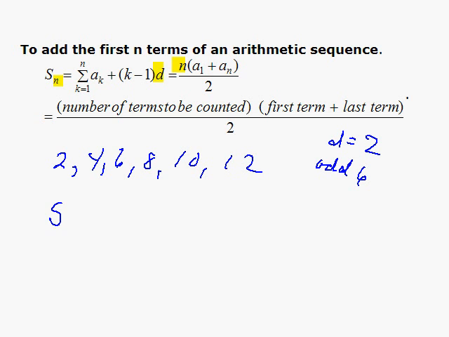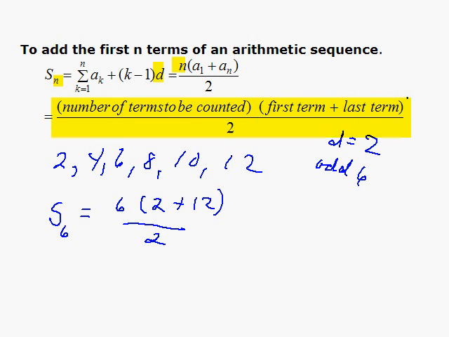So the sum of the first 6 terms equals the number I want to sum, which is 6, times the first one, which is 2, plus the last term that I want to add up, which is 12, and divide by 2. Obviously that's a lot easier, and that's what's said in the second line here in words. Let me show you where this comes from.